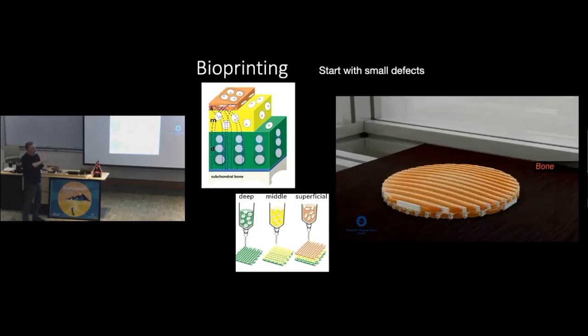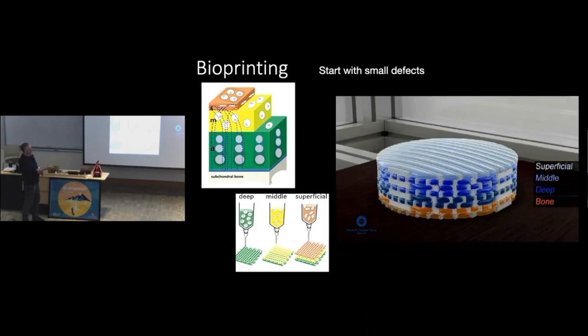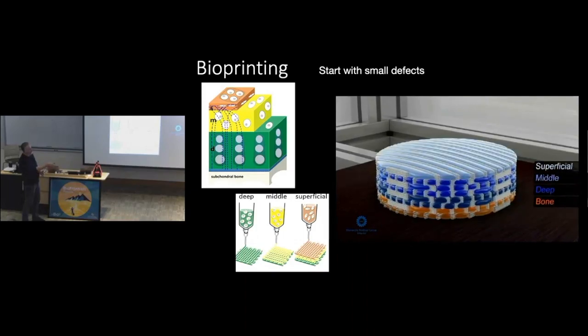So again, just a really nice layered approach here, where it's the bone layer, the deep cartilage layer, the middle cartilage layer, and then this top cartilage layer. And then you would just take this and you'd either implant it into the patient or you would culture it in the laboratory. So this would be useful for very small defects in your cartilage.